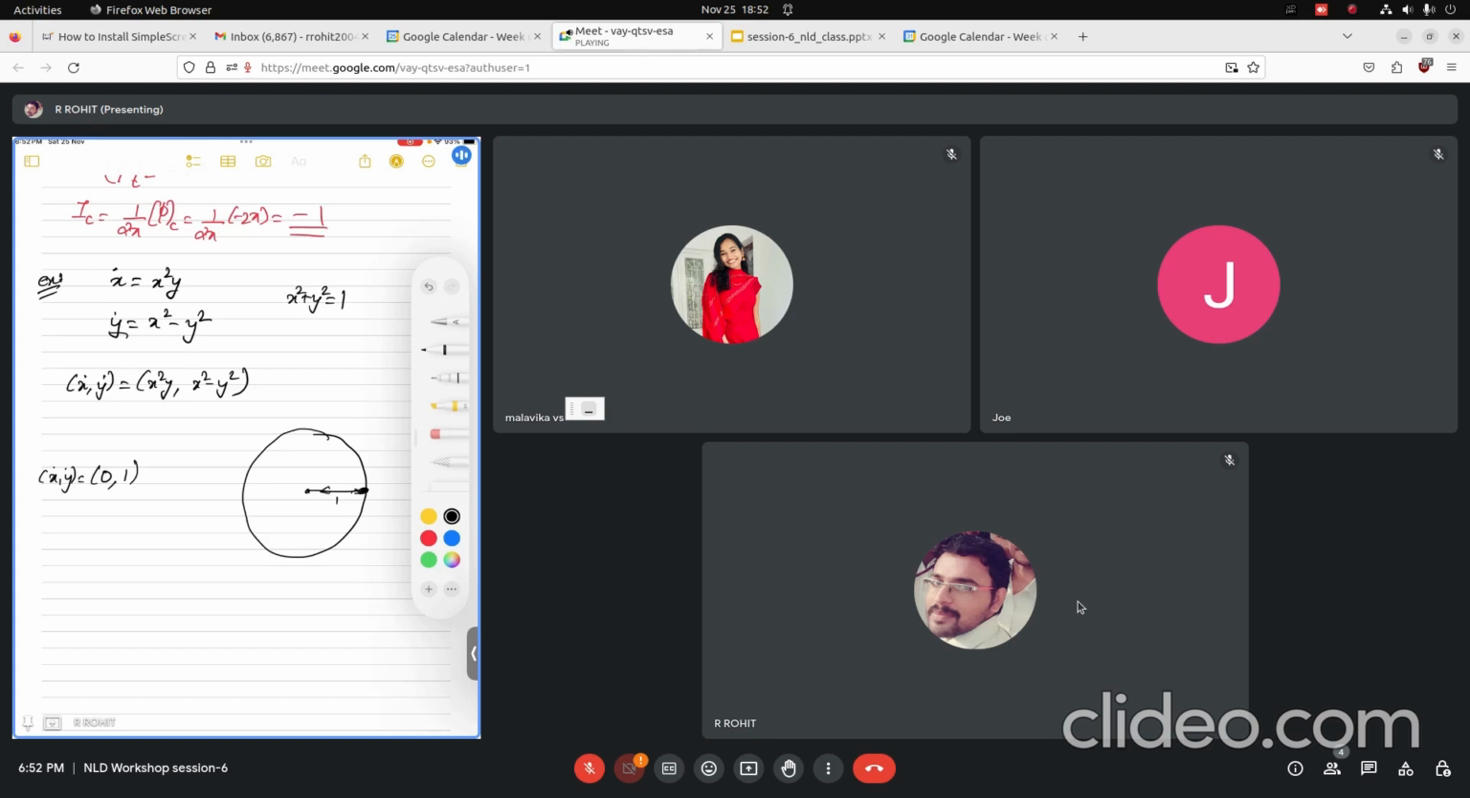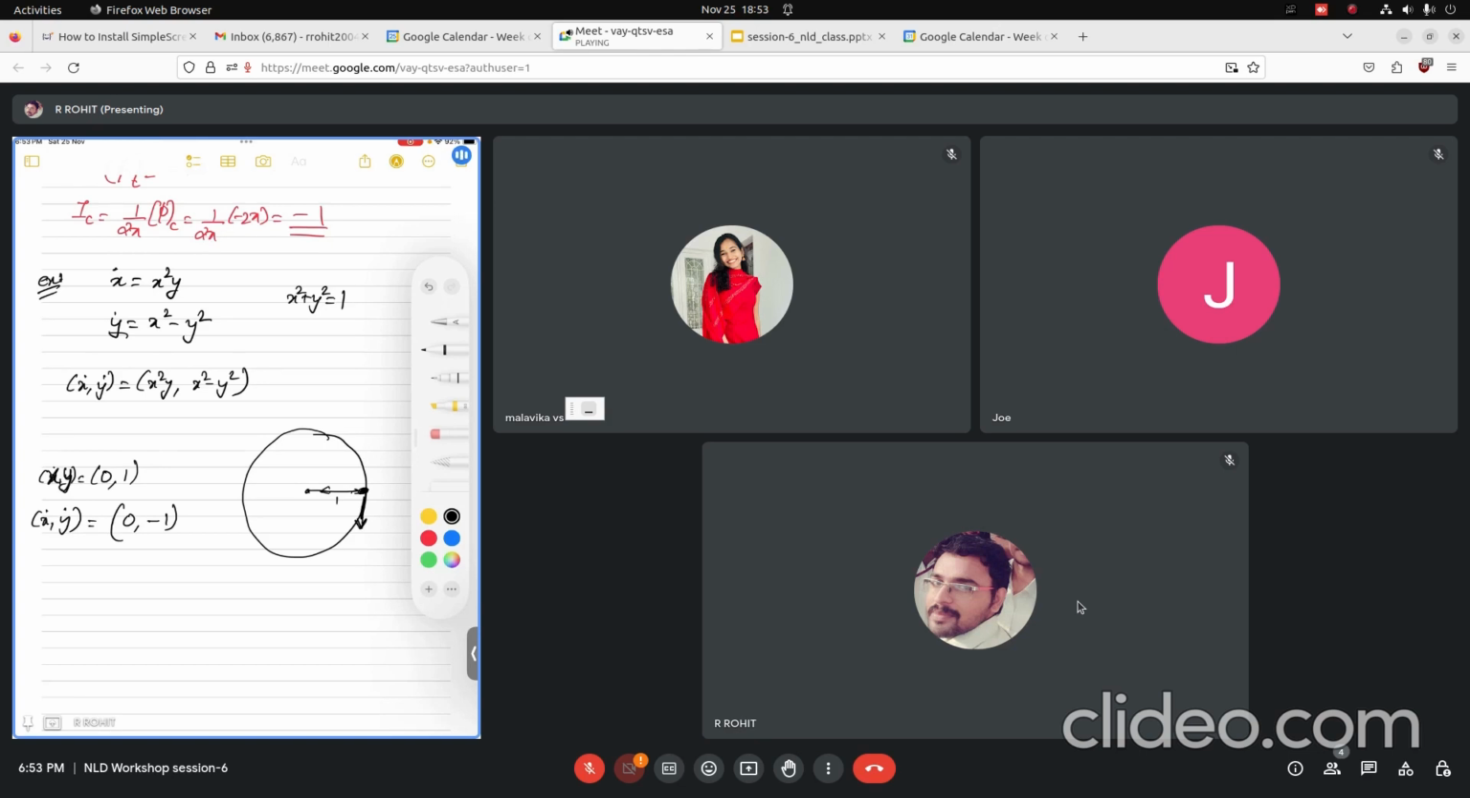Now if you are having x comma y, where x comma y is 0 comma 1, if this is the condition, then x dot comma y dot will be, so x is 0, this will become 0 and this will become -1. So if you look, x is 0 and y is 1, x dot will be 0 and y dot will be -1. So -1 is in this direction.